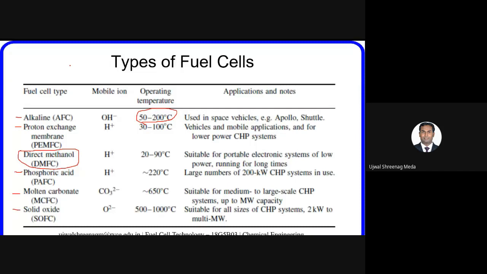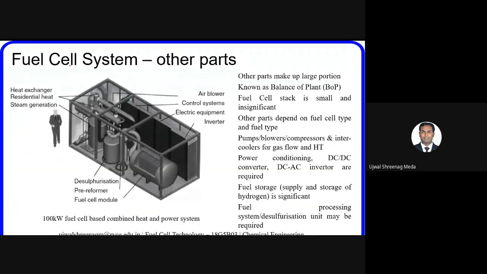So what are the different ways? One is based on the fuel that is used, another one is the type of electrolyte, third is the operating temperature. And application varies depending upon the operating temperature, and in some cases the capacity will also depend on the application. So this is about the classification.